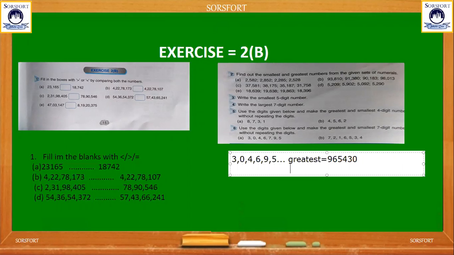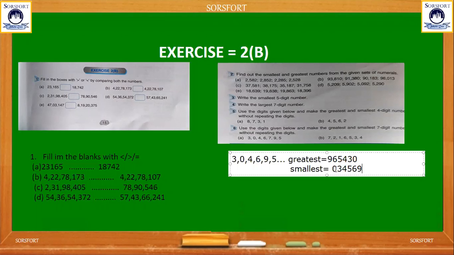For the smallest, what do I need to do? I have to arrange simply in ascending order. So ascending order: 0, 3, 4, 5, 6, 9. But is it correct? No. Why? Because in the beginning I have put 0, and if I am putting 0 here, this number is not a 6-digit number. This is a 5-digit number.